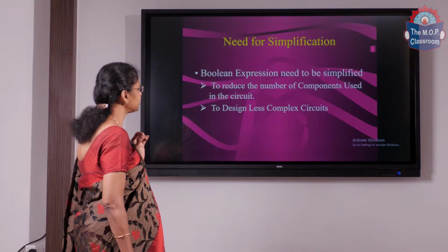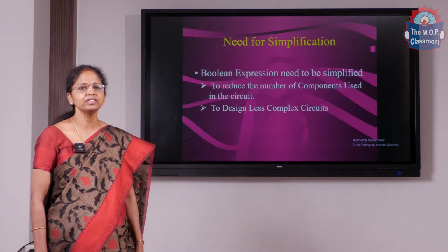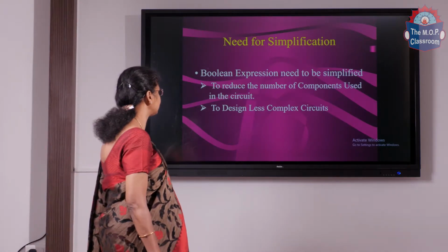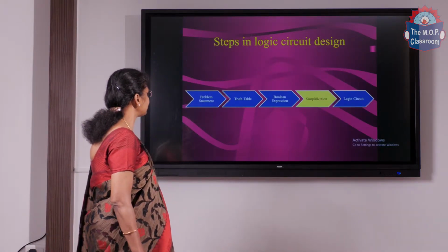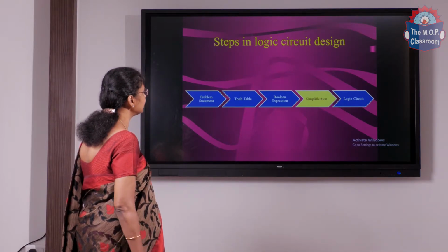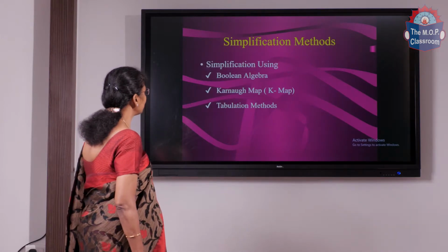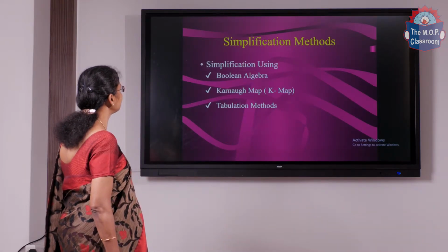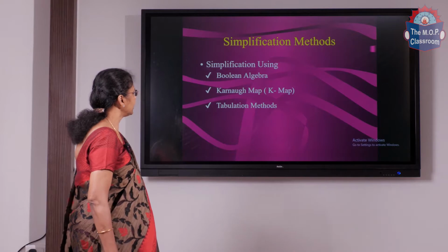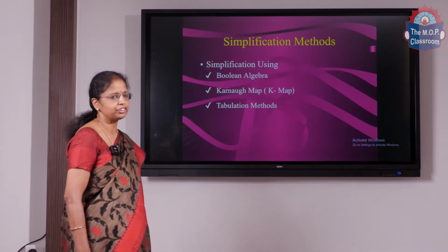So, Boolean expression simplification is required to reduce the number of components and make your circuit less complex. So, what are the steps involved? We have already seen. Now, in that we are introducing this simplification. Before converting a Boolean expression to a logic circuit, it has to be simplified. Now, there are many Boolean simplification methods involved. They are Boolean algebra, Karnaugh map and tabulation methods.